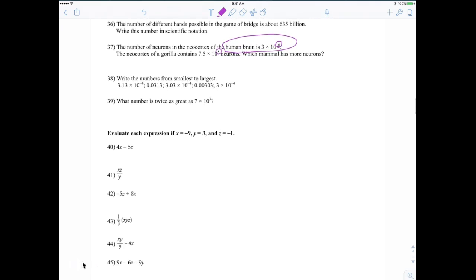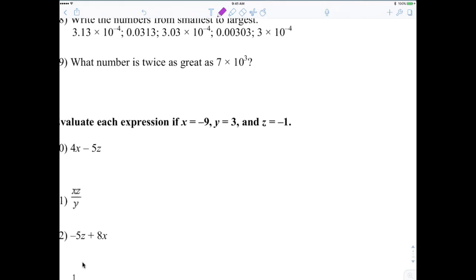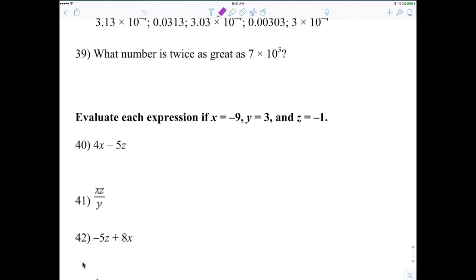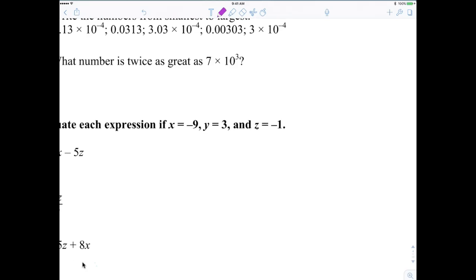Now, for question 39. All right? Now, what number is twice as great as 7 times 10 to the 3rd? What do you think? Ooh. So look here, guys. What is 7 times 10 to the 3rd? The same as 7,000, right? So that's kind of how I would look at it first. That's how I'd want you to do it.